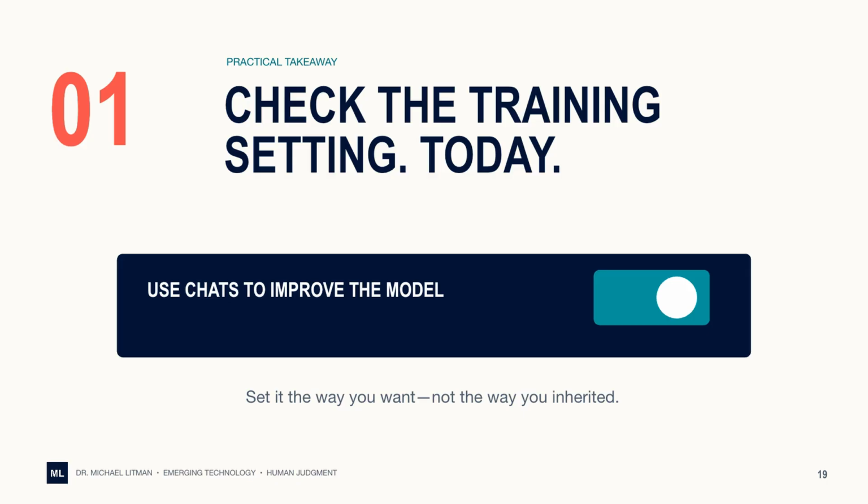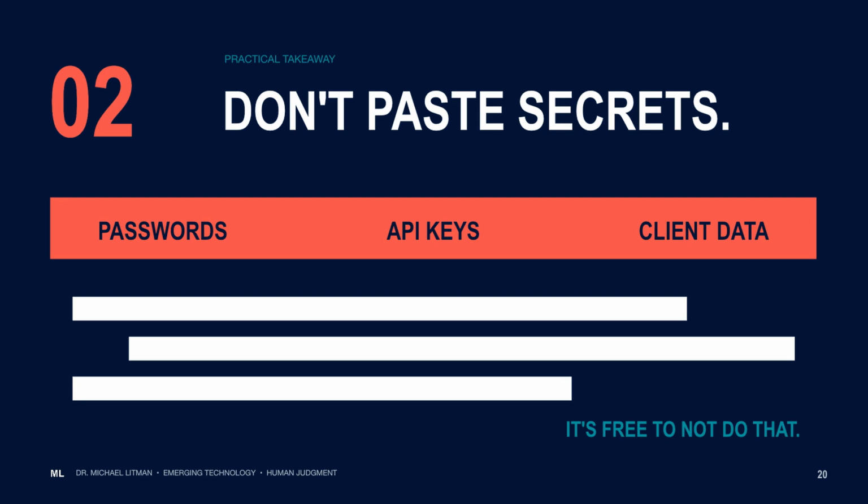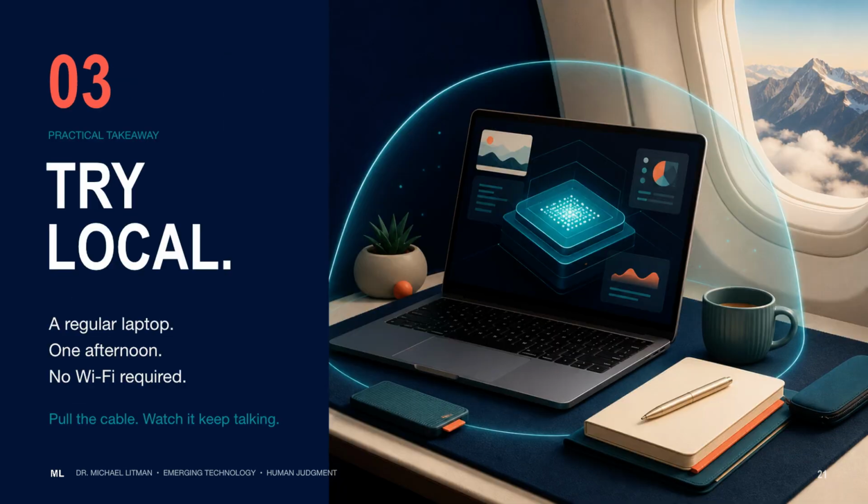Before I let you go, 3 practical takeaways. Rapid fire. 1, go find the training toggle in whatever AI you use and set it the way you want today. 2, don't paste secrets into consumer chat tools, passwords, keys, client data. Just don't. It's free to not do that. 3, if you're curious about local, try it. The tooling now is genuinely easy. You can have a small model running on a regular laptop in an afternoon, and there is something deeply satisfying about pulling the Wi-Fi cable and watching it still talk to you. It's like a pet that does your homework.